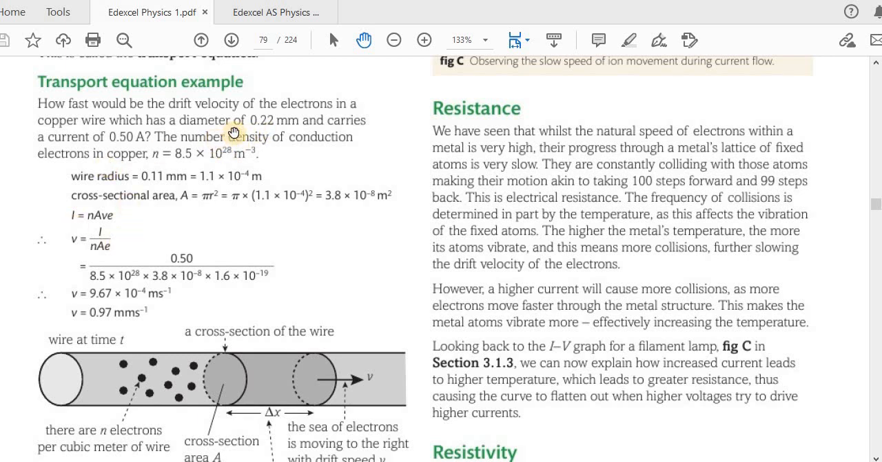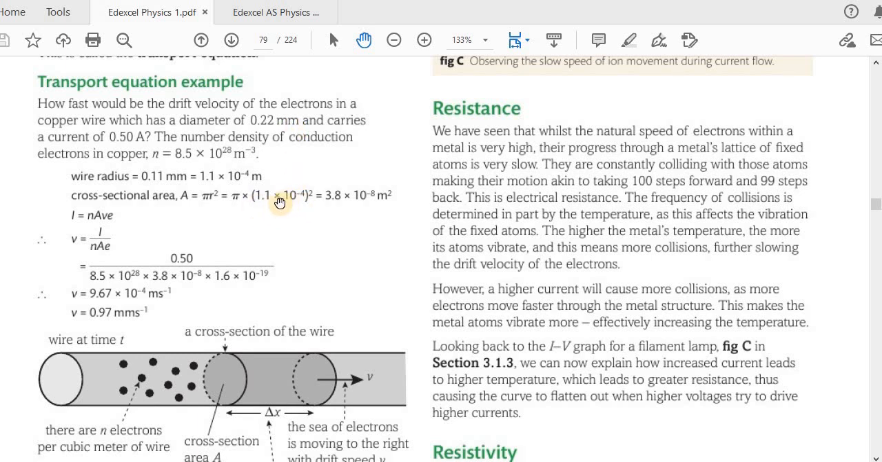The diameter is given. We need to find the area of cross section. A wire is cylindrical in shape, so the cross sectional area of the wire is the area of a circle, that is pi r squared. Now r is the diameter divided by 2, so 0.22 divided by 2, that is 0.11, and milli is 10 to the power minus 3.